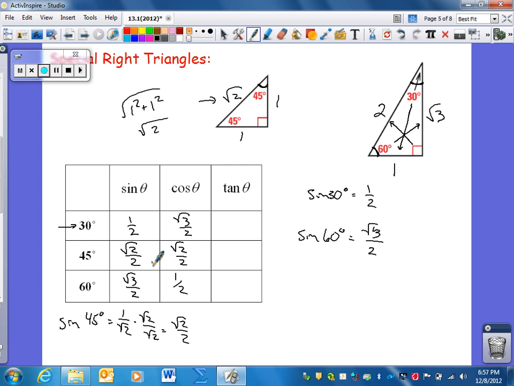Now if I do tangent, instead of going through and thinking opposite over adjacent, I just remember that tangent, you guys wrote it down, is sine over cosine. So now I can just take a look at my numbers and say, okay, tangent is 1/2 divided by root 3 over 2. Dividing by a fraction is the same as multiplying by its reciprocal. My 2's will reduce. I get 1 over root 3. And when I simplify that, you get root 3 over 3.